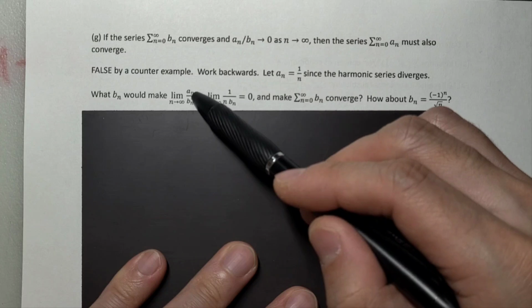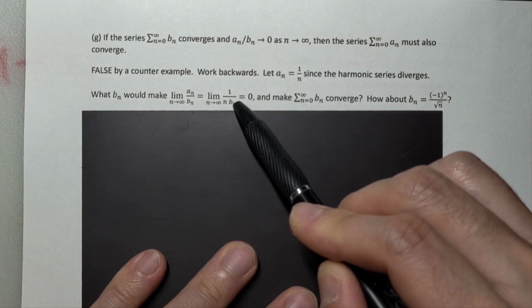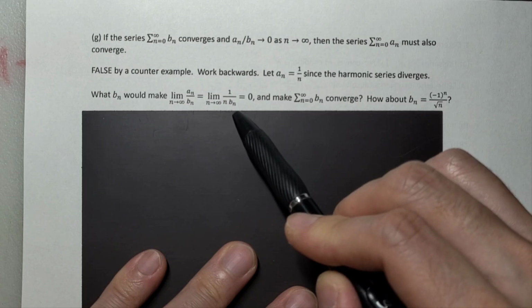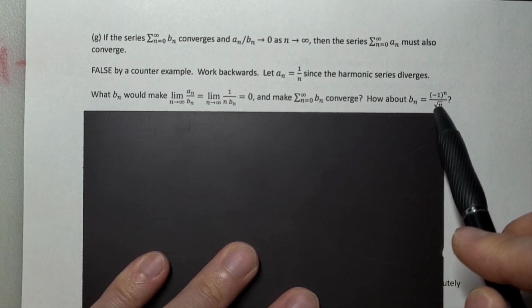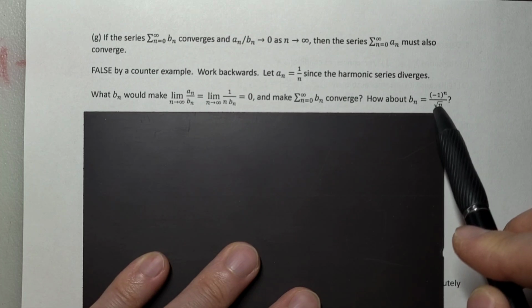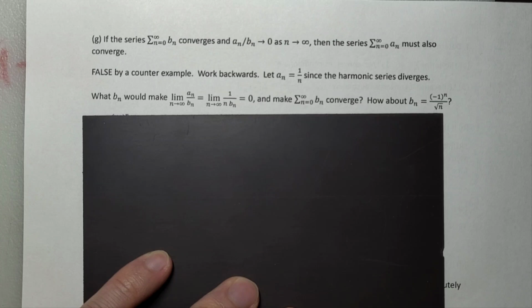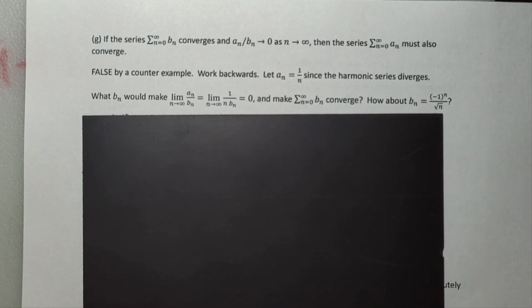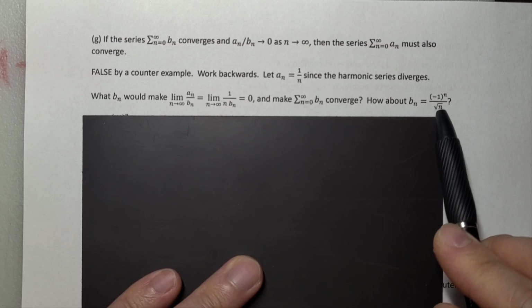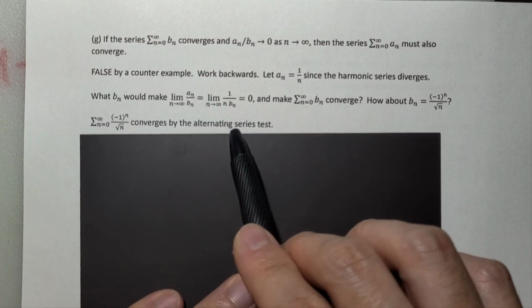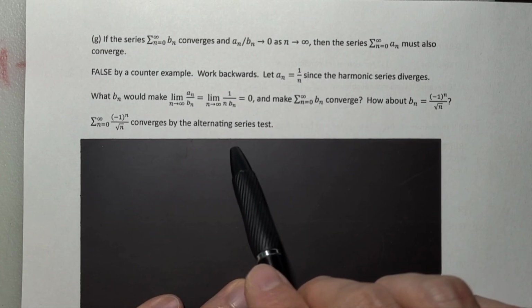Okay, so if we chose that an to be 1 over n, we want this limit to be true. So what can we think of a bn that would make this true? That also converges. How about this one over here? This one you might have to spend a little time to do some extra thinking. This one's not as obvious, but again, try to keep things simple. So let's check that this limit is true. Well, for sure we know this is true because this converges by the alternating series test, by the way.